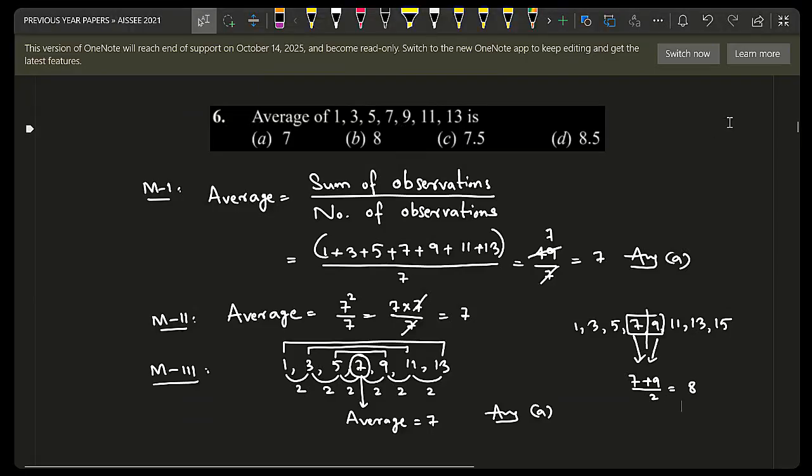In method 3, all the numbers have the same difference, 2, or not? 1 3 difference is 2, 3 5 difference is 2. Everywhere 2, right? When the difference is the same, we can find the average very easily without using the formula sum of observations by number of observations. The middlemost number will be the answer. So 7 is the middlemost number and that is the answer.